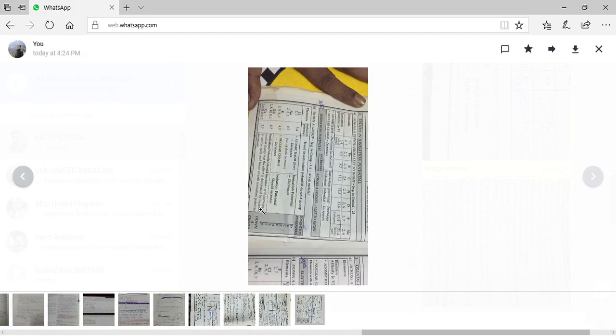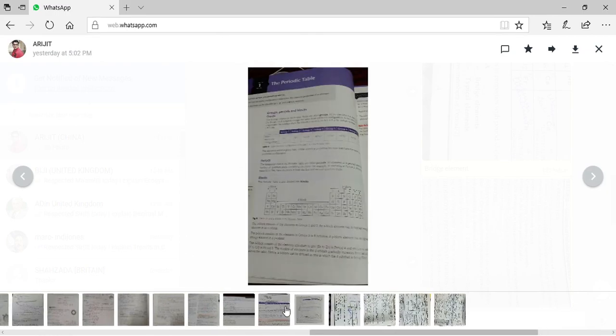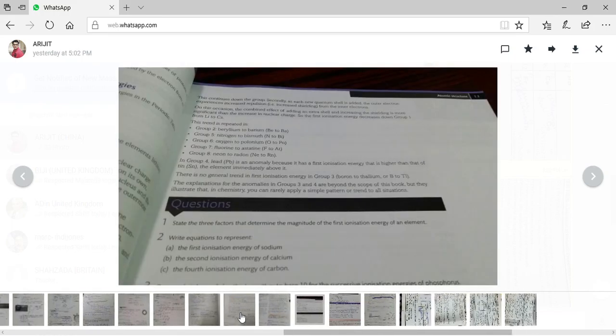Yes. So, beta, what about the picture that I sent you? Okay. Hold on. Give me a second. This one. Wait. And this one. Beta, give me a second. I'm opening that. Okay. Hold on.